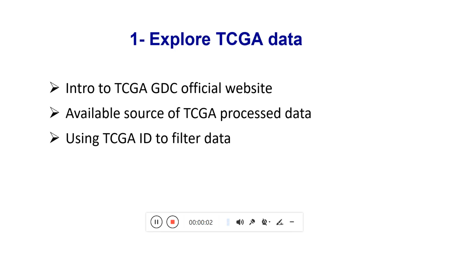The first part: explore TCGA data. In this part, you will see the GDC website, cBioPortal, and the UCSC Xena browser. Also, you will learn how to extract the normal tissue and the primary tumor tissue by using the TCGA barcode ID.